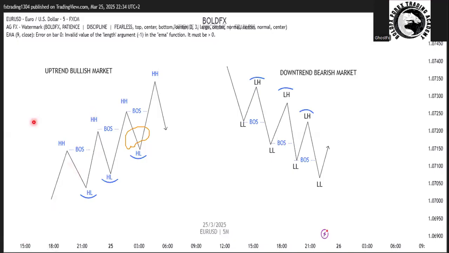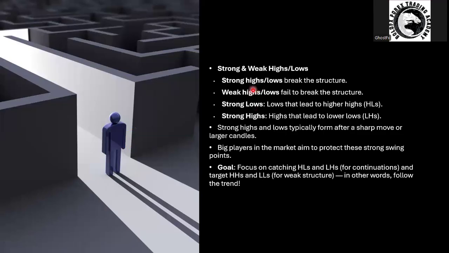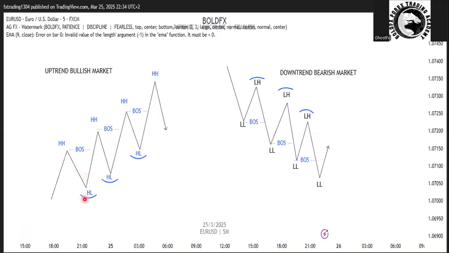So now that you know how to identify market structure, right? Now you know that in an uptrend, strong highs break, as presented in the previous slide. Strong highs break the structure. Weak highs fail to break the structure. So how do you identify a strong high right now? To identify a strong high, you need to identify a break of structure.